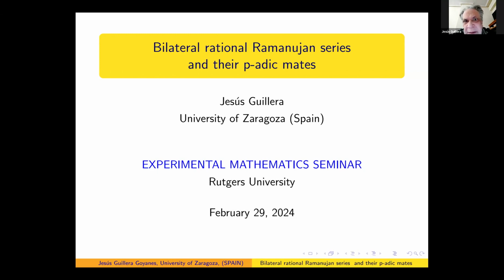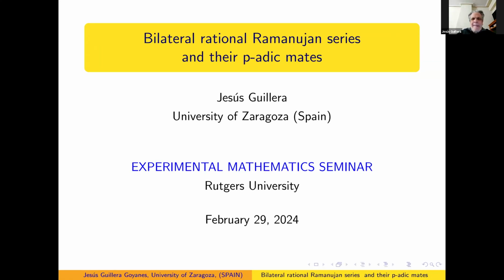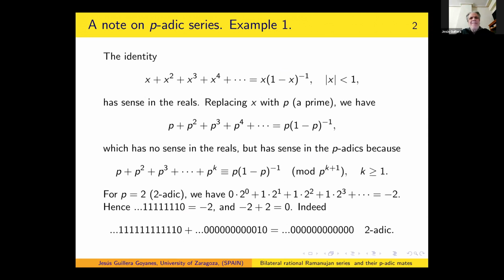This talk is based on the paper, but in the lecture, I am going to tell some new things that are not in the paper. A note on p-adic series. Here is example 1.